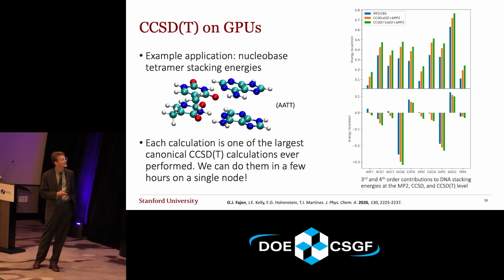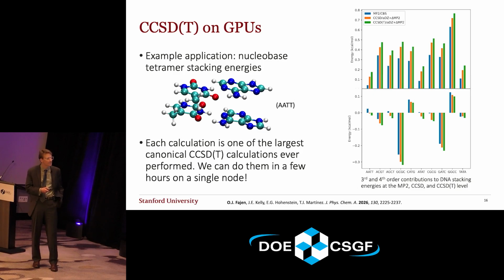As one test or example showing what we can do with this new implementation, we calculated (T) level nucleobase tetramer stacking energies for every possible combination of our 4 nucleobases. And we're able to attain high level accuracy for certain contributions to these interaction energies, which were previously certainly non-routine to calculate. Each of these calculations underlying this data set is one of the largest canonical CCSD(T) calculations that have been performed, and we can do them fairly routinely on a single node.